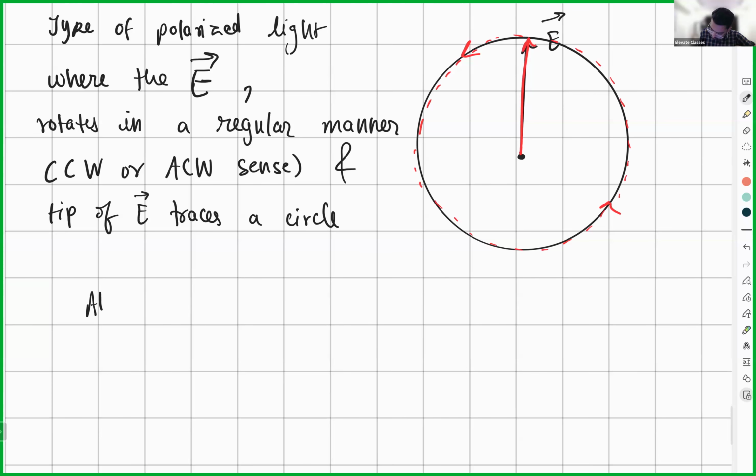Always, the electric field vector magnitude will be a constant. Now let us consider an example.